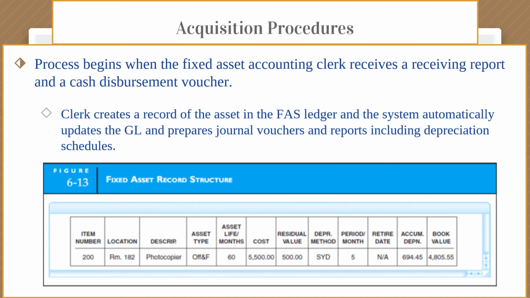So here in this figure, the fixed assets record structure shows the item number, location, depreciation, and the asset life in months, as well as the residual value, the cost of that asset, and the book value, which will help in the depreciation and maintenance.